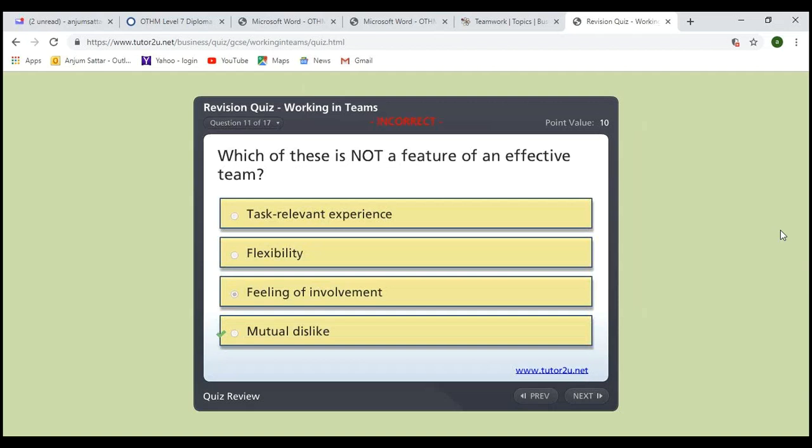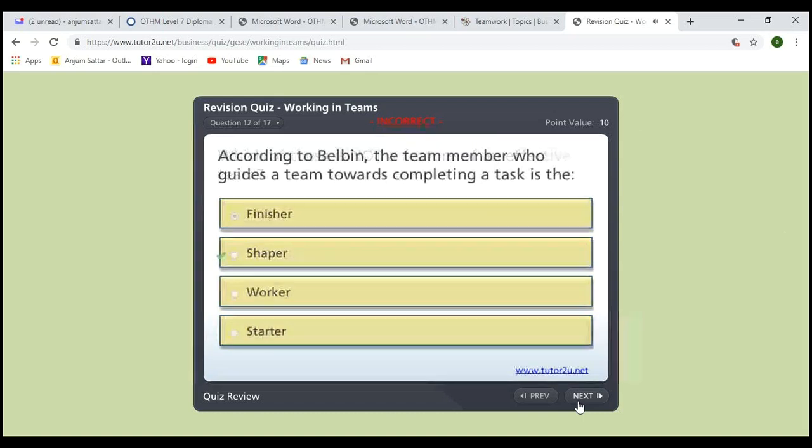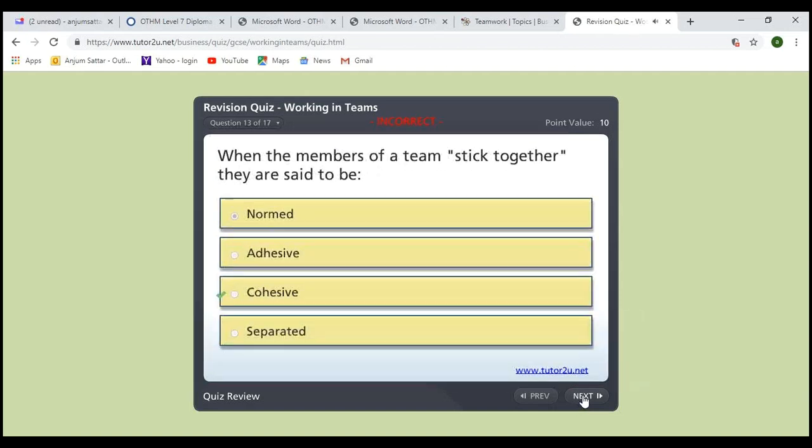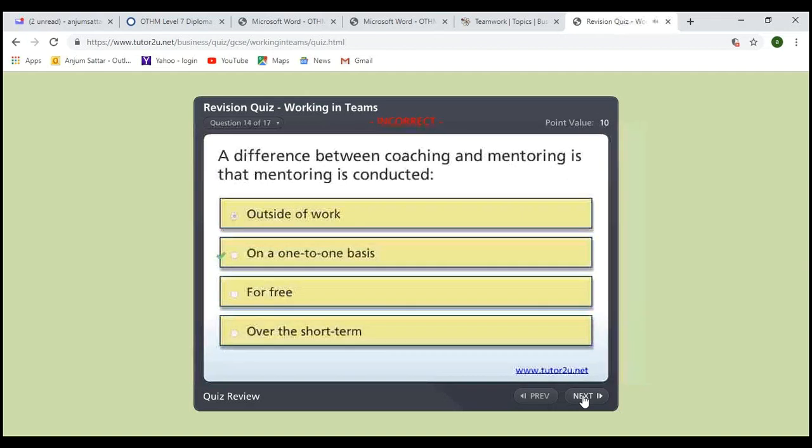Not a feature of an effective team: mutual dislike is not. Okay, all others are. So they use the word not. That was shaper instead of finisher. Cohesive, yes, stick together as a team. Yes, cohesive. Okay.